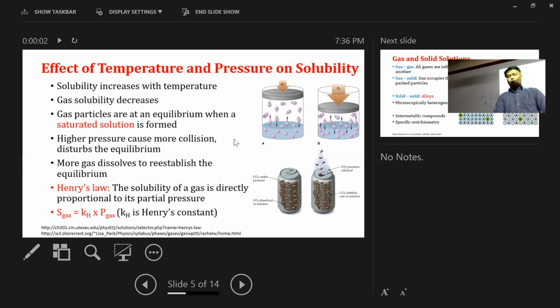That is another thing: solubility increases with increased temperature, but gas solubility decreases. That means if you have some gas, gas particles are at equilibrium when a saturated solution is formed. So gas solubility decreases. If we have the liquid and gas, what will happen?